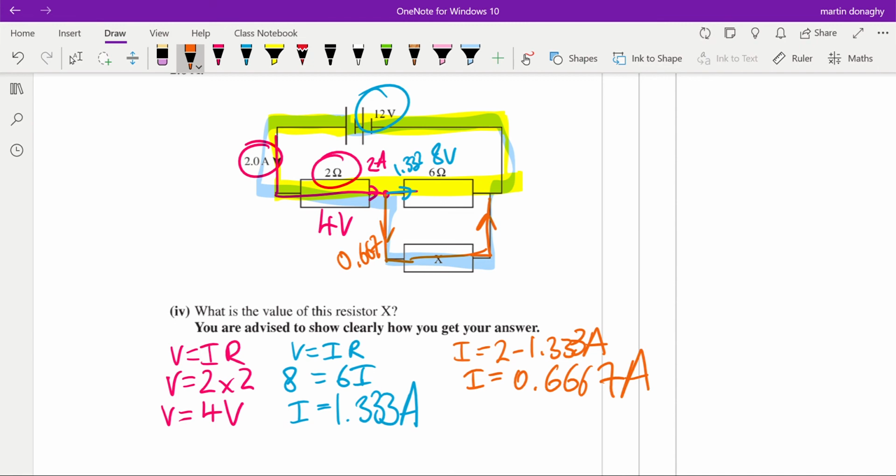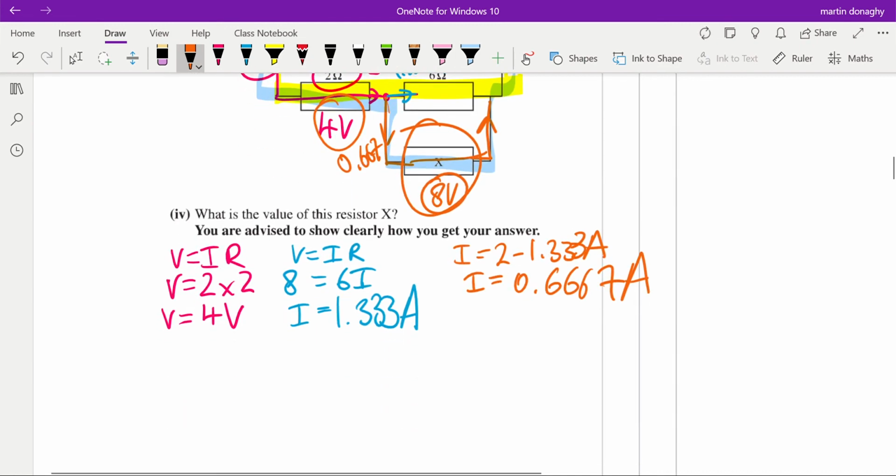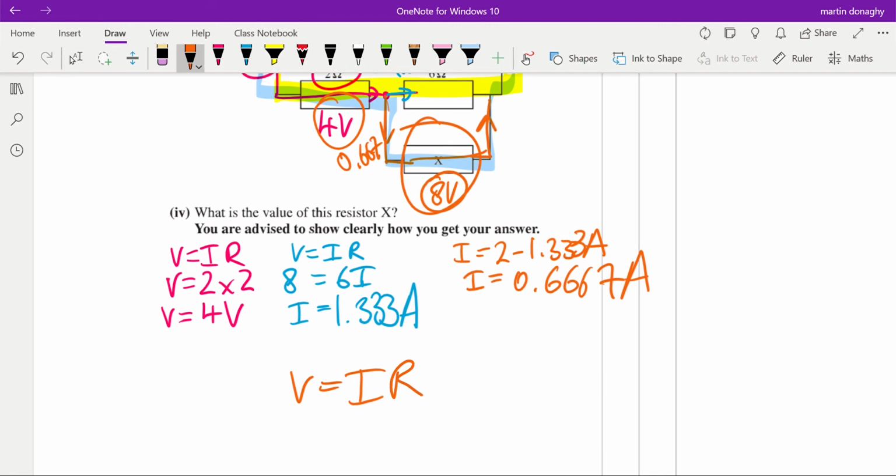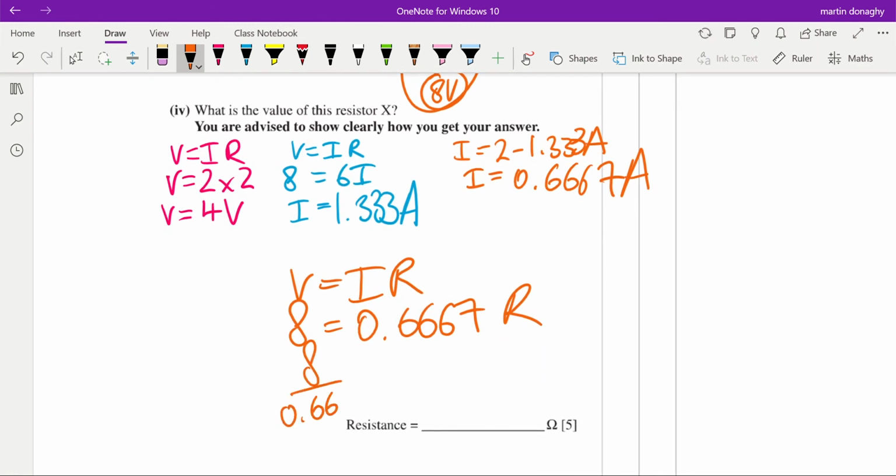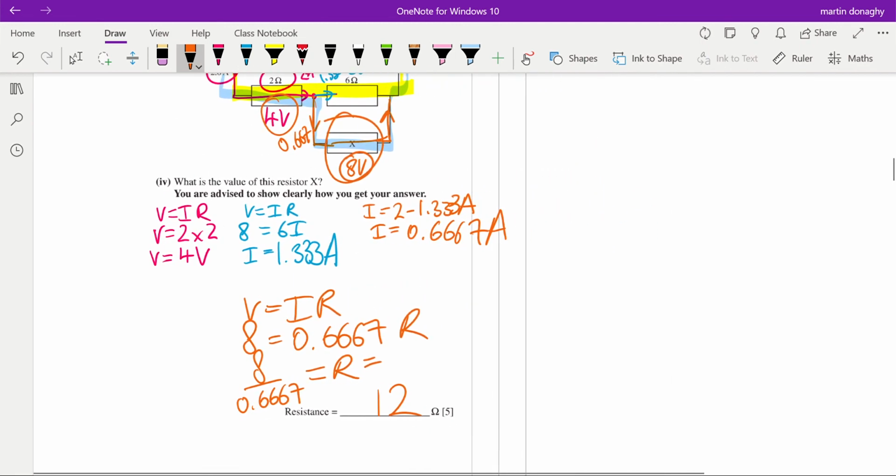And if we take that blue path, this is 4. We're trying to find out what this voltage is. It must add up to give 12 when we go on this path around the circuit. Therefore, this must also be 8 volts. It needs to be that because it's parallel with our 6 ohms. So we can look at this part of the circuit and do V equals IR for that resistor. The voltage is 8, the current is 0.667, times R. Divide both sides by 0.667 and R equals 12 ohms.